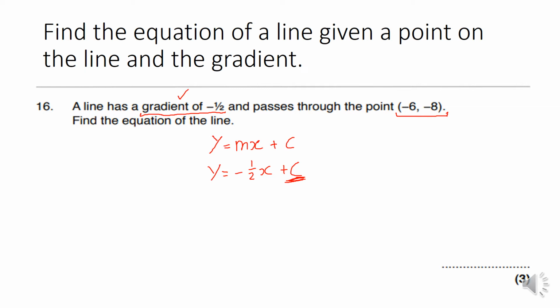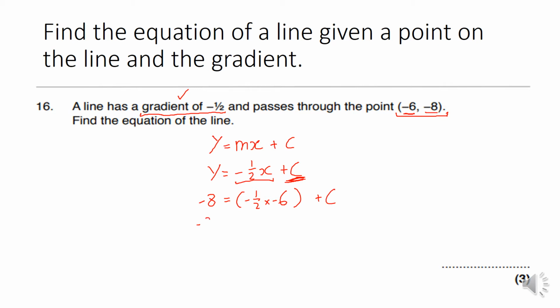Last time I rearranged to get c on its own. You can do it just by substituting in, then rearranging, so I'll do this one in that way. So we've got y equals minus 8, so I'm going to substitute that in. So minus 8 equals, and then we've got x is minus 6. So we've got minus a half times minus 6, so that is the minus half x, and then plus c, so that bit hasn't changed.